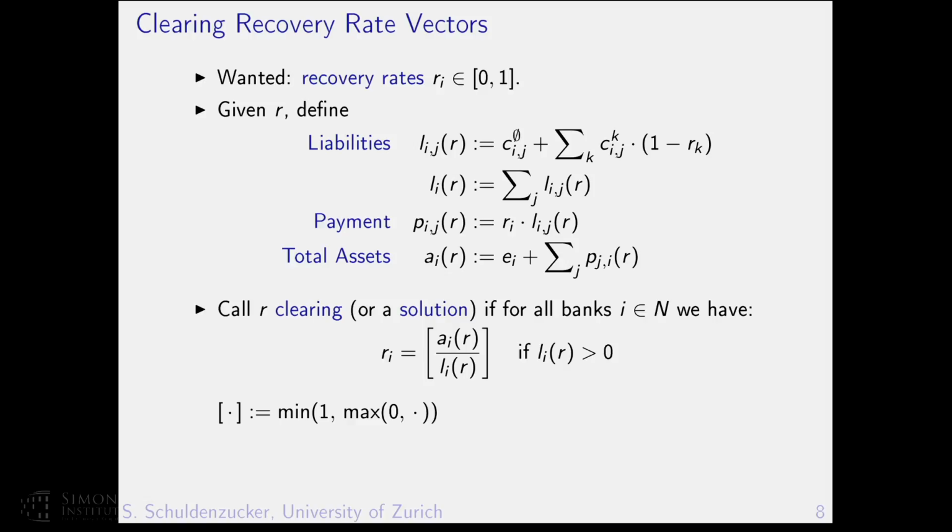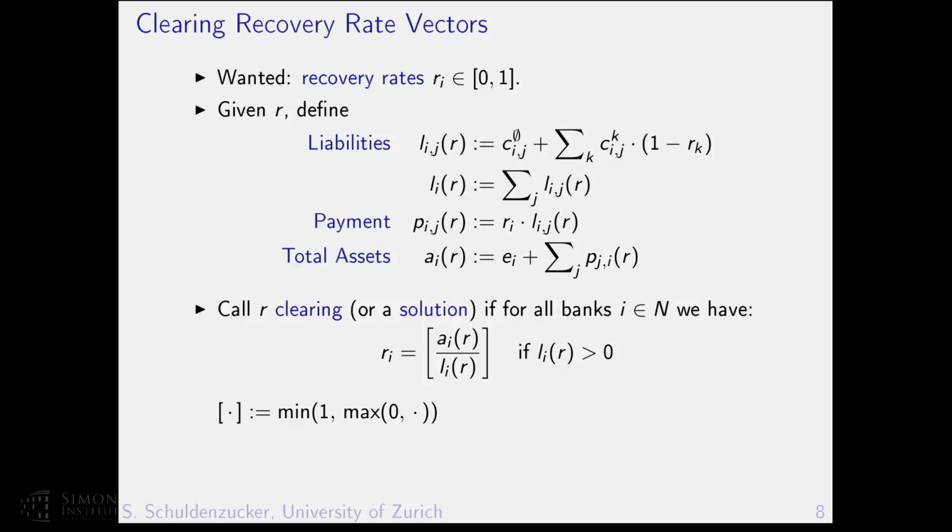And so if we are given a candidate vector of recovery rates, we can compute a few things. We can first compute the liabilities from any bank i to any bank j by just taking the debt, and then summing over all possible reference entities, the ones with the dashed line, the CDSs, and we take the notional of the CDS times 1 minus r_k. So the important thing is that the liabilities actually depend on the recovery rates here. Of course, we can also compute the total liabilities of a bank.